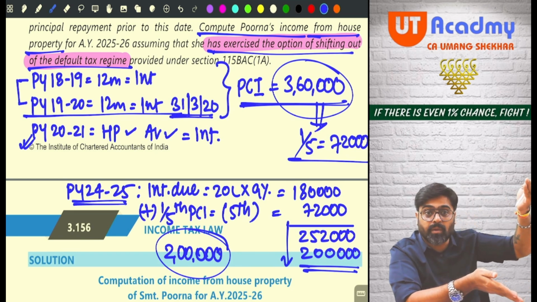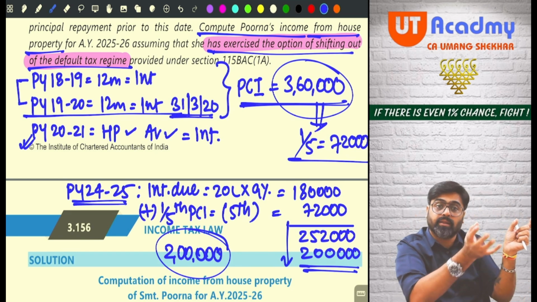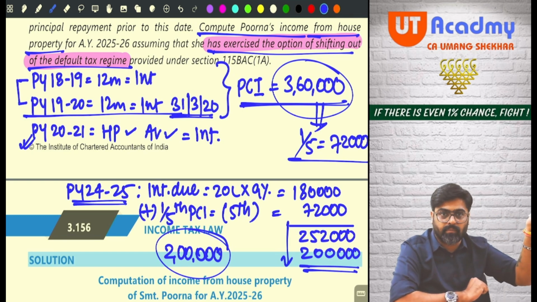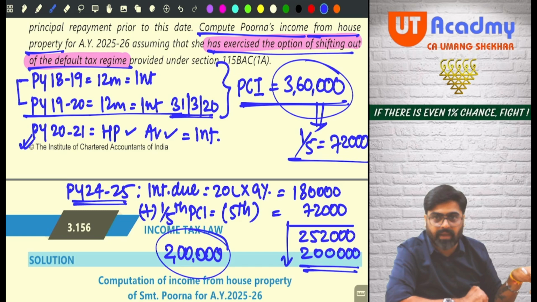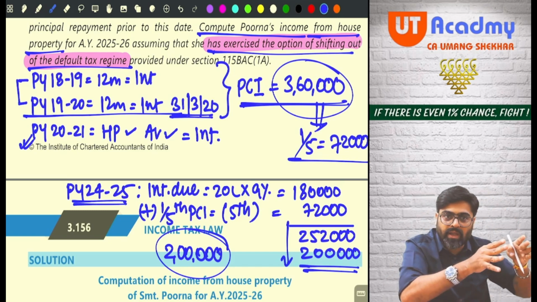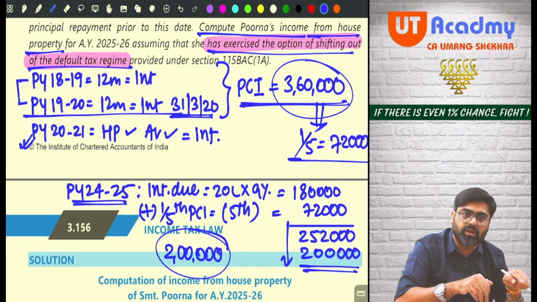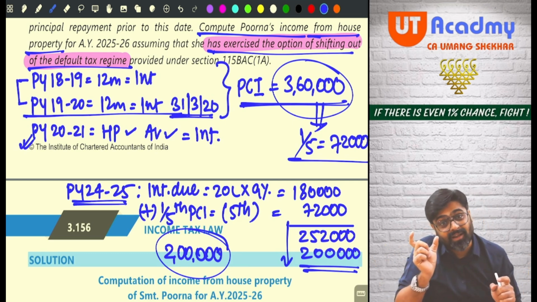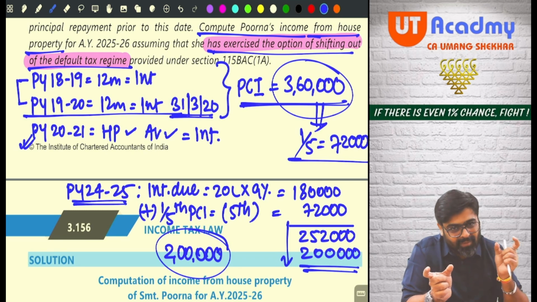If I had another property with positive income, this loss would be adjusted against it. But there is no positive income because there is no other positive property. Yes or no? So this is the only property under this head, giving me a loss. So this loss will now become the loss of my head. Loss under the head house property will be 2 lakhs.